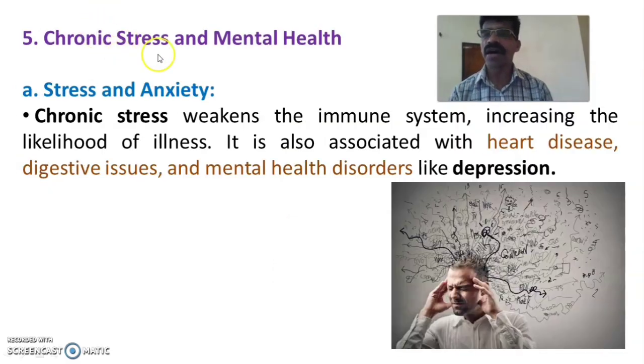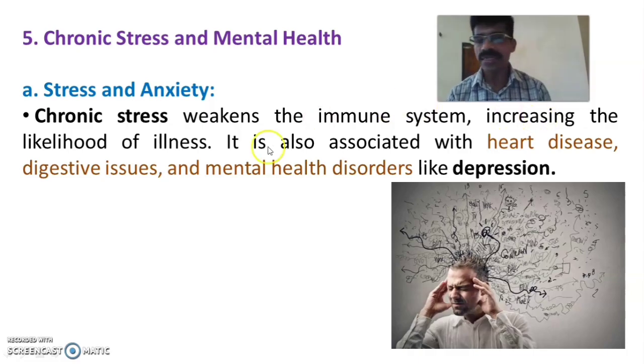The fifth factor or cause for illness is chronic stress and the mental health condition of the person. In that, first one is stress and anxiety. Chronic stress, or continuous stress, weakens our immune system. That disturbs our resistance power and immune system.